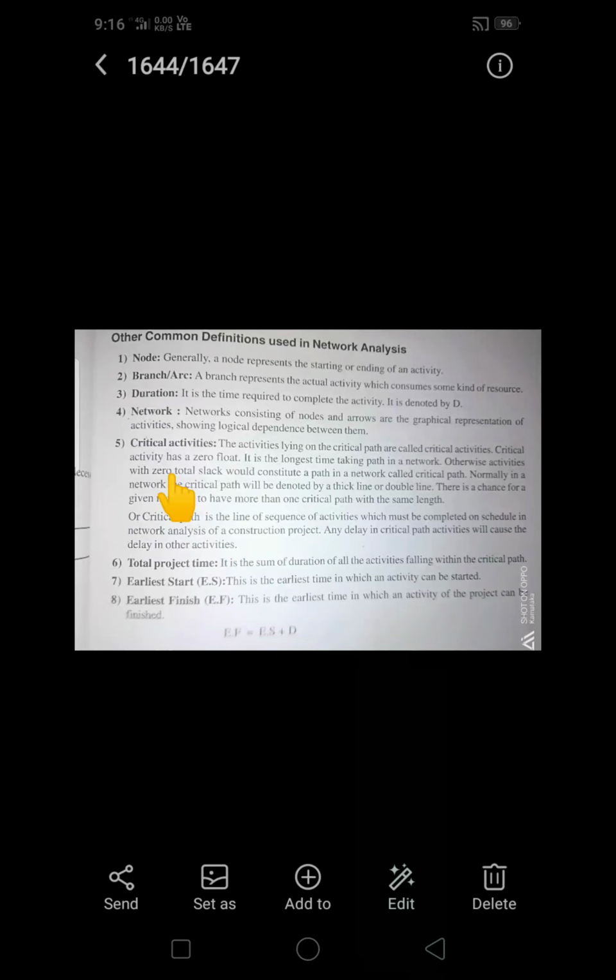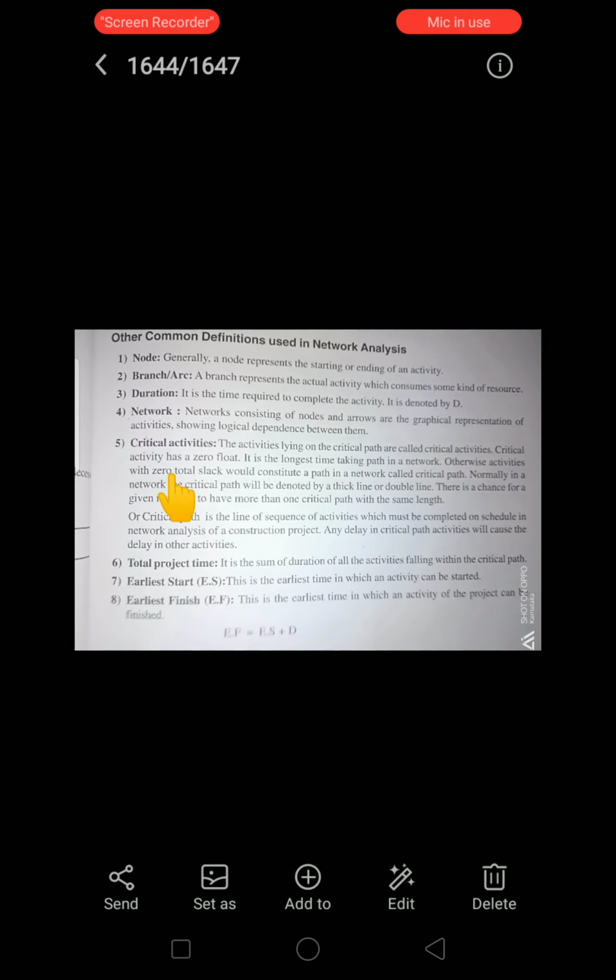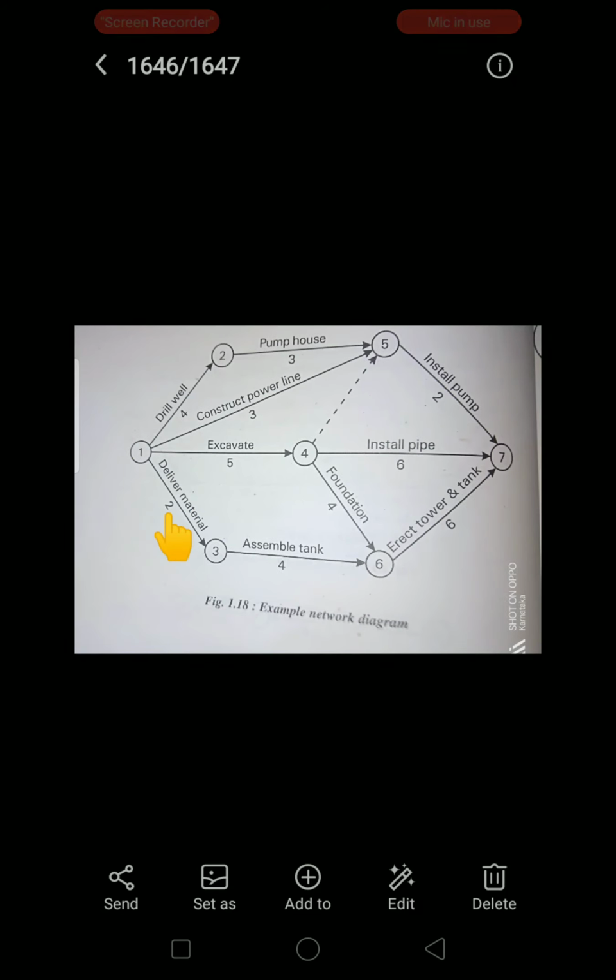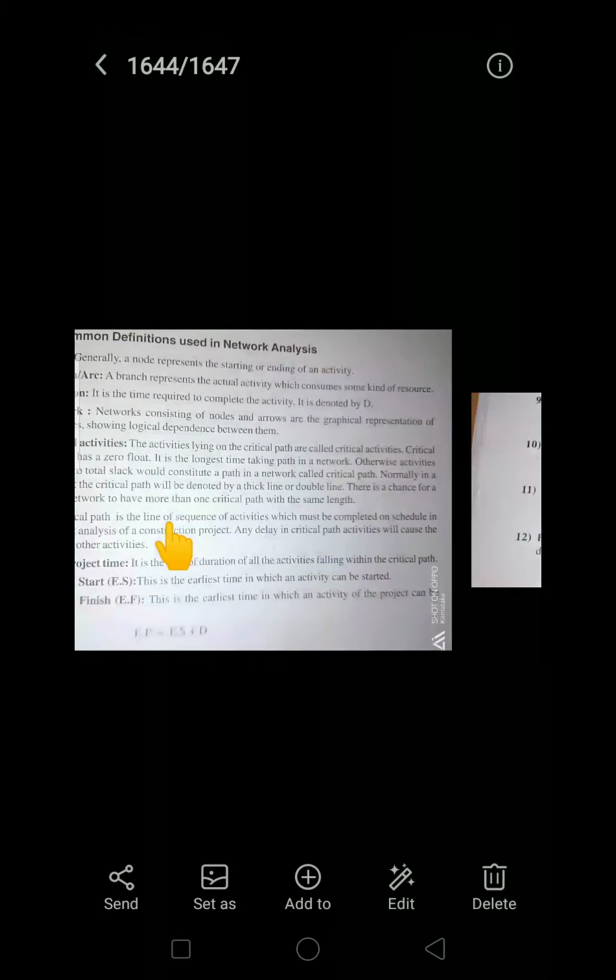Next one is the duration. Duration is nothing but the time required to complete the activity, and it is denoted by D. Here I am explaining by taking only one activity, delivery of material. How many days are required? 2 days. So 2 here is the duration of that particular activity. Understand? Duration we represent by capital D. Here specifically they have mentioned 2 days required, so that's why we are writing 2 days here.